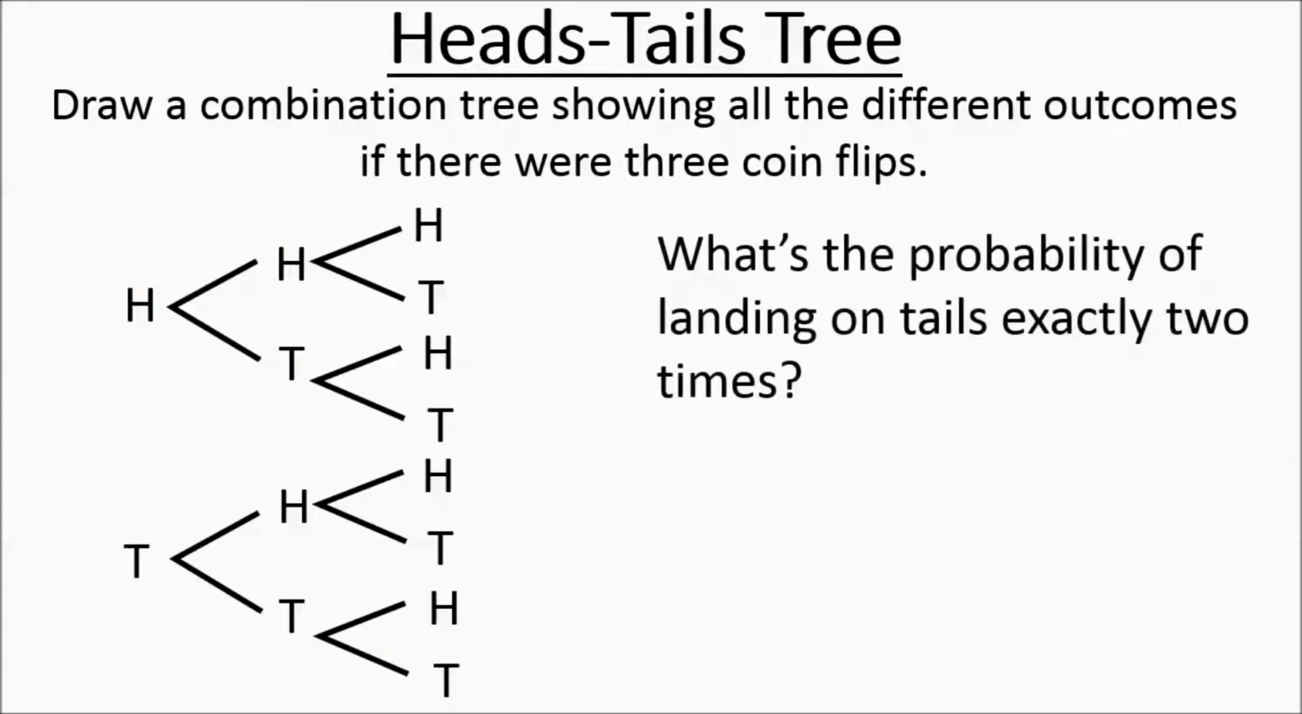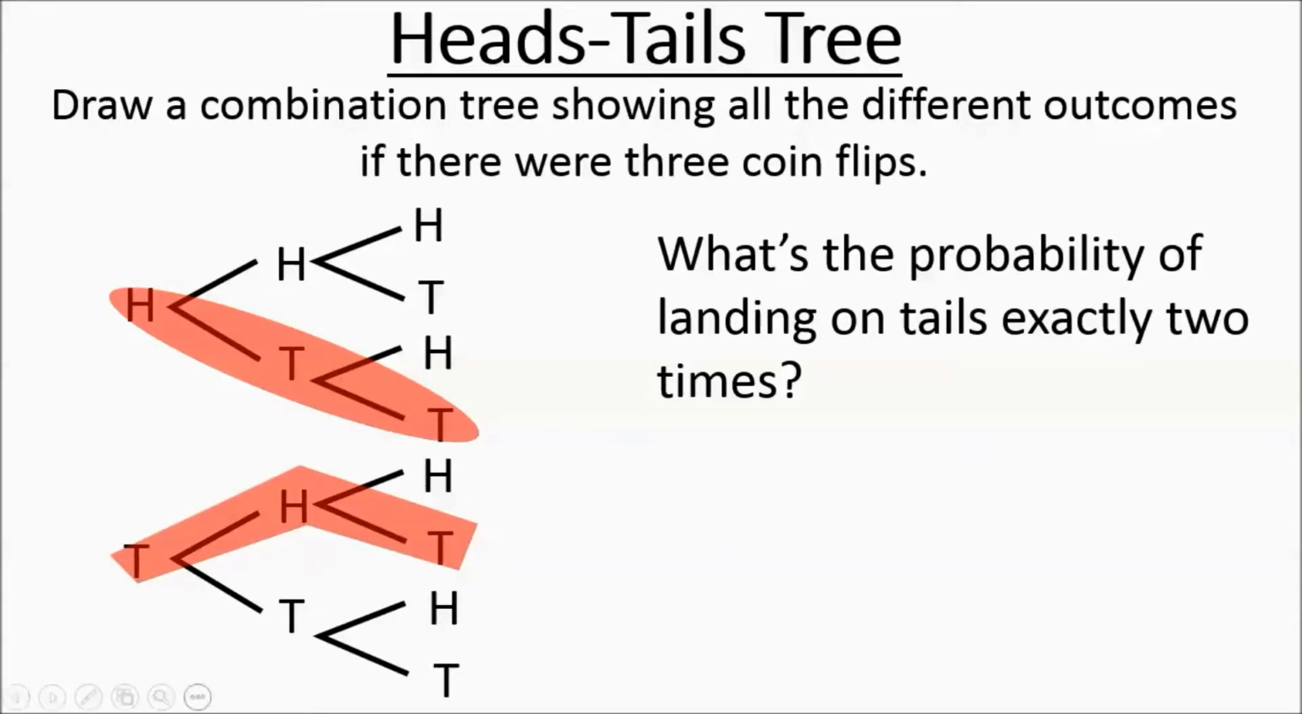What's the probability of landing on tails exactly two times? So now what we're doing is going to see which outcome paths give us two tails. So this top one, heads, is not going to work. Heads, tails is not going to work. Heads, tails would not work, but heads, tails would work. So that one would work. Down here, tails, heads, that would not work. I see two tails, so that path would work. And then finally this one, tails, heads, that would work.